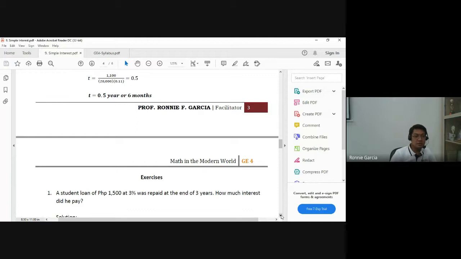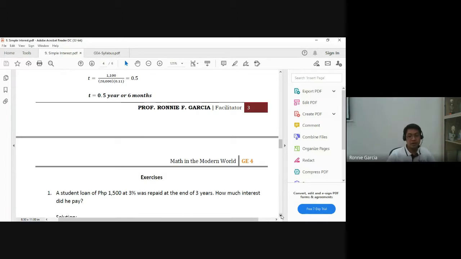Okay, time is up. Only 4 students were able to send their answers. Cut-off time is 5:19. So I will read the problem para makasinabutanan. A student loan of 1,500 pesos at 3% was repaid at the end of 3 years. How much interest did he pay?